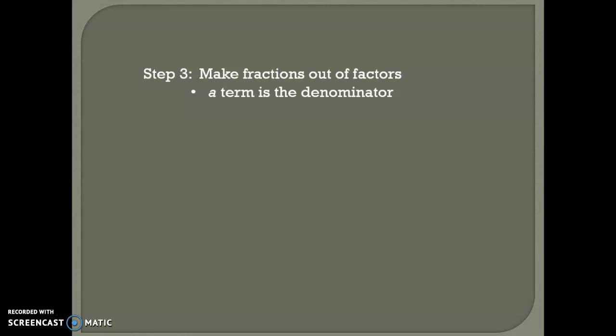If you remember back to the original expression, the a term is the term in front of the x squared variable, and that was 8. So we're going to make fractions of the factors. So we got negative 40 and negative 3 as our numerators, and 8, the a term, as our denominator.